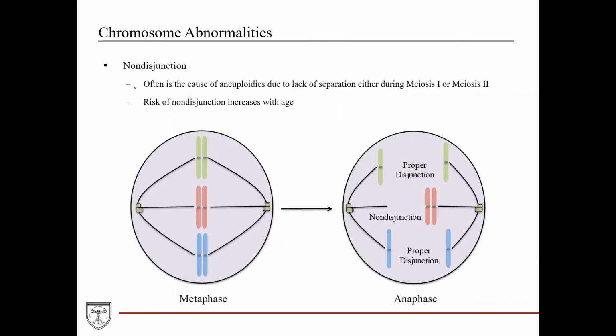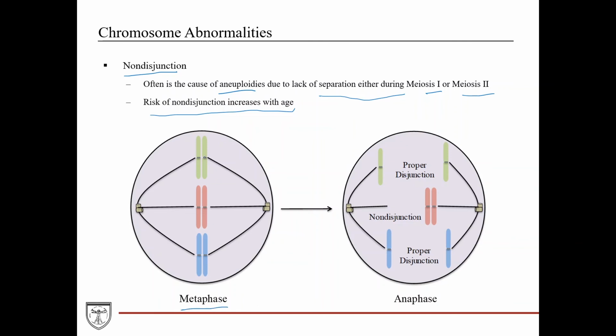We've mentioned this before, but the concept of non-disjunction is often the cause of aneuploidies, due to unequal separation of chromosomes, either during meiosis 1 or during meiosis 2. The risk of non-disjunction increases with age, and that's why mothers who are older, say in their late 30s or in their 40s, are at an increased risk of non-disjunction versus younger mothers who would be, say, in their early 20s or mid-20s. And this is a diagram that shows that.